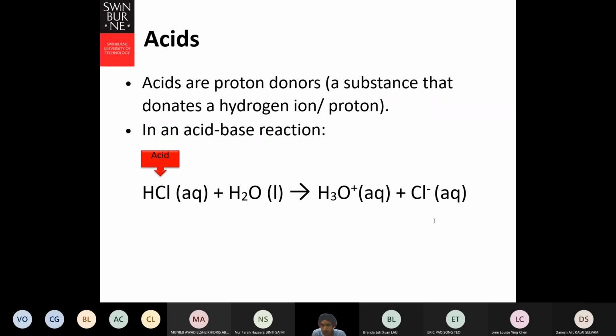Nur Farah, proton donor. Yes, thank you. Anybody want to chip in? Brian is typing and is taking time. A chemical substance that has hydrogen ions. All right. Anyone else want to say anything? Eric. It is better to talk, isn't it?